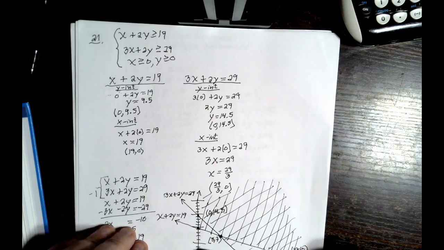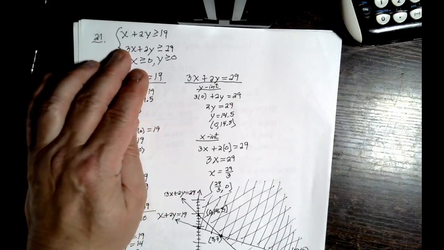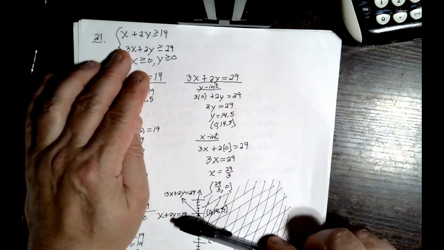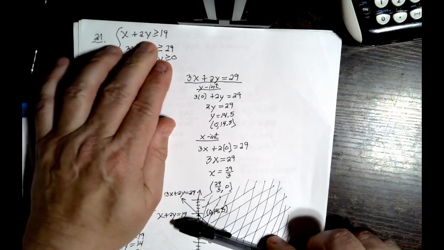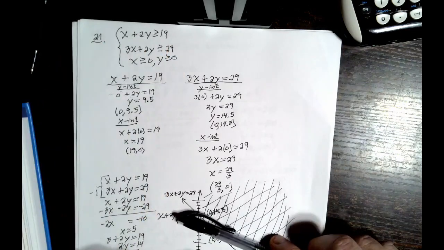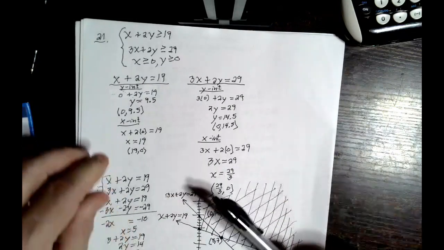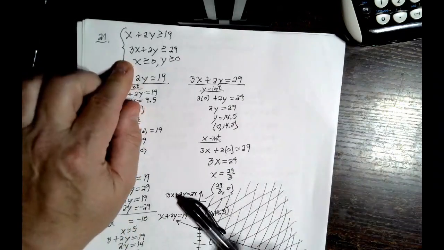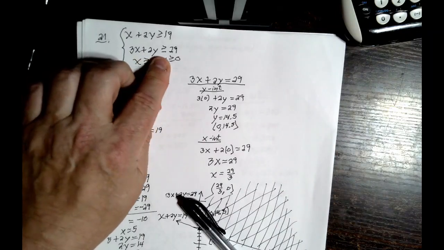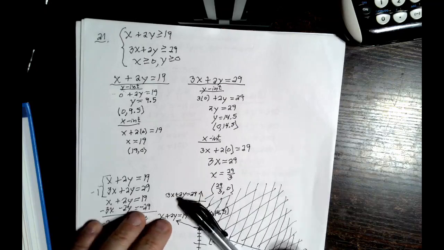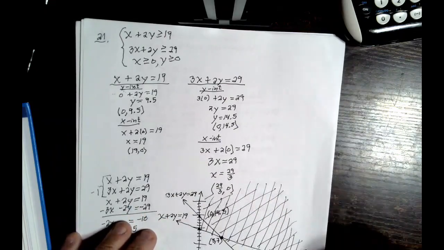Alright, so now we want to shade, so we say let's try (0, 0) for this one. X plus 2y is 19, so 0 plus 0 is greater than 19? No, that's not true. So you don't shade this side, you shade the other side. And now let's try this one with (0, 0). Is 3 times 0 plus 2 times 0 greater than 29? No. So you shade that side. Well, that side and that side shaded gives you this whole thing.